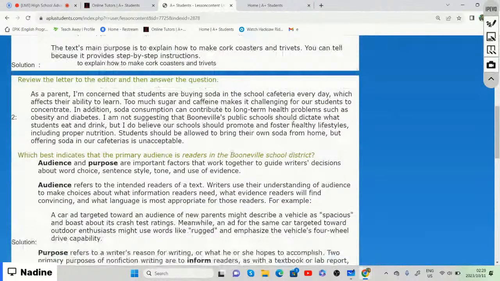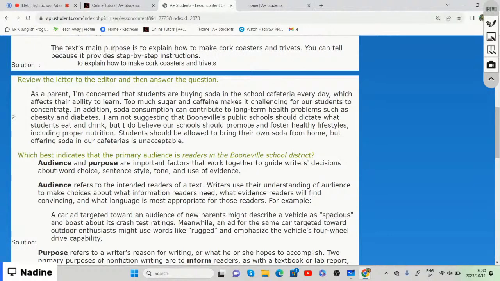As a parent, I'm concerned that students are buying soda in the school cafeteria every day, which affects their ability to learn. Too much sugar and caffeine make it challenging for students to concentrate. In addition, soda consumption can contribute to long term health problems such as obesity and diabetes. I'm not suggesting that Boonville's public schools should dictate what students eat and drink, but I do believe our schools should promote and foster healthy lifestyles, including proper nutrition. So students should be allowed to bring their own soda from home, but offering soda in our cafeteria is unacceptable.